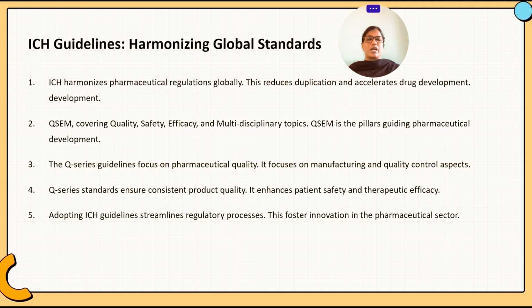So in the ICH guidelines we have so many alphabetical guidelines. In that we will especially be talking about QSEM, that is quality, safety, efficacy and multidisciplinary topics. QSEM is the pillars which help guide pharmaceutical development especially. The Q series is majorly focused on quality. So it focuses on manufacturing and quality control aspects, and adopting these ICH guidelines will help us to streamline the regulatory process, and it also improves innovation in the pharmaceutical sector.